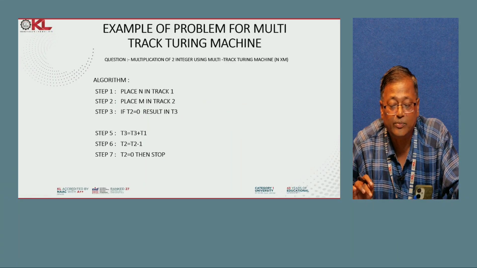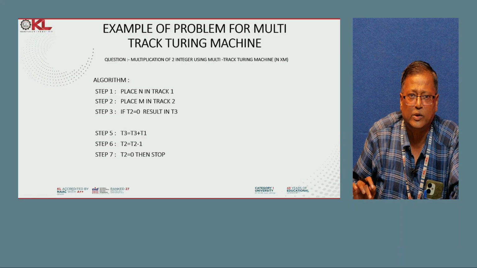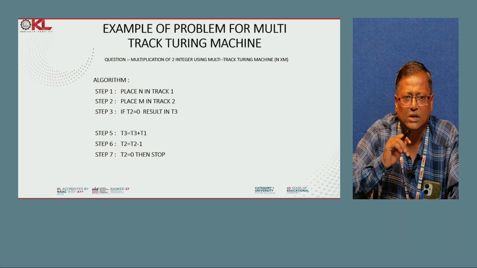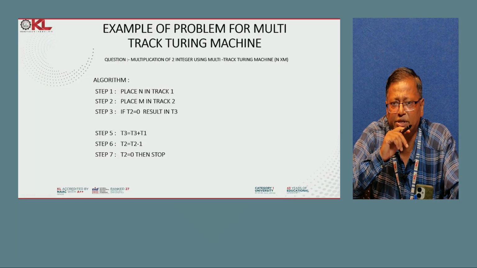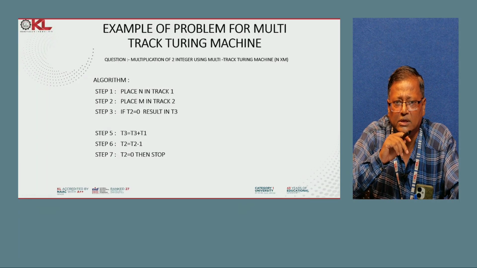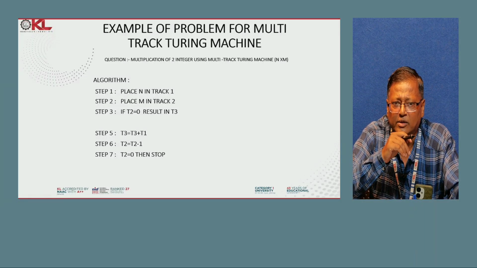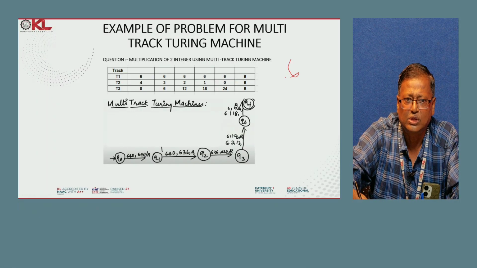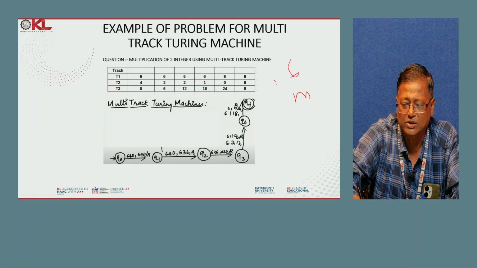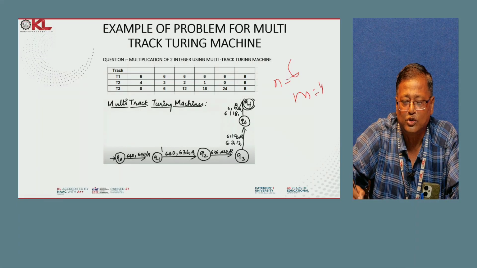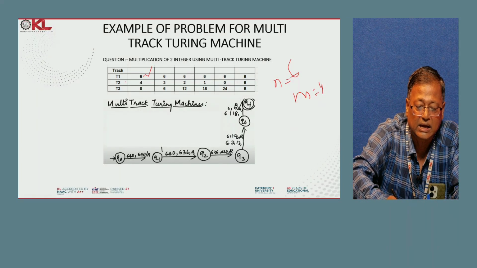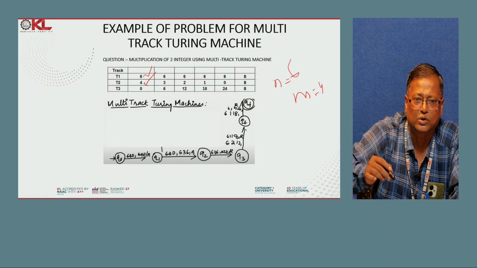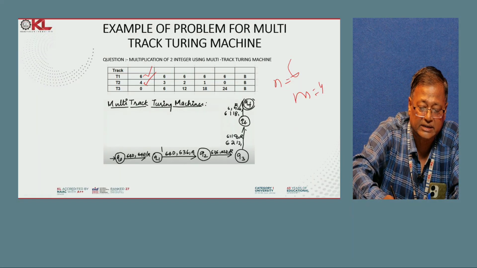Then an example problem of a multi-track Turing machine. Here is multiplication of two integers using a multi-track Turing machine, n into m, and the algorithm is like that: place n in track 1, place m in track 2. It means n is equal to 6 and m is equal to 4. So we place 6 in track 1 and 4 in track 2, and T3 is our resultant track.